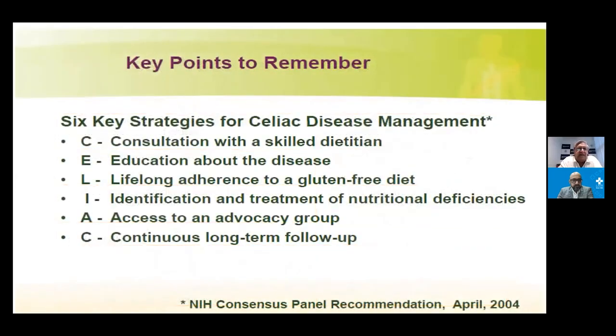Finally, the key points to remember in celiac disease spell CELIAC. C stands for consultation with a skilled dietitian. E is education about the disease. L is lifelong adherence to a gluten-free diet. I is identification and treatment of nutritional deficiencies. A is access to advocacy groups, and C is continuous long-term follow-up.